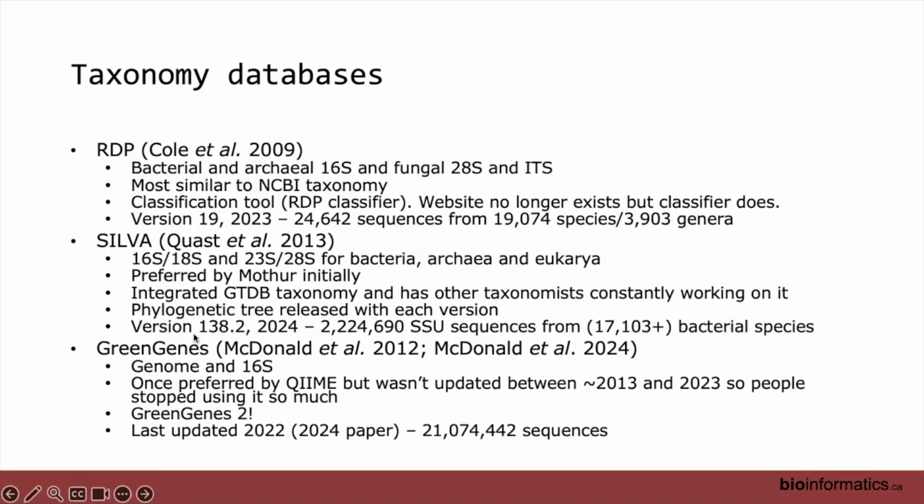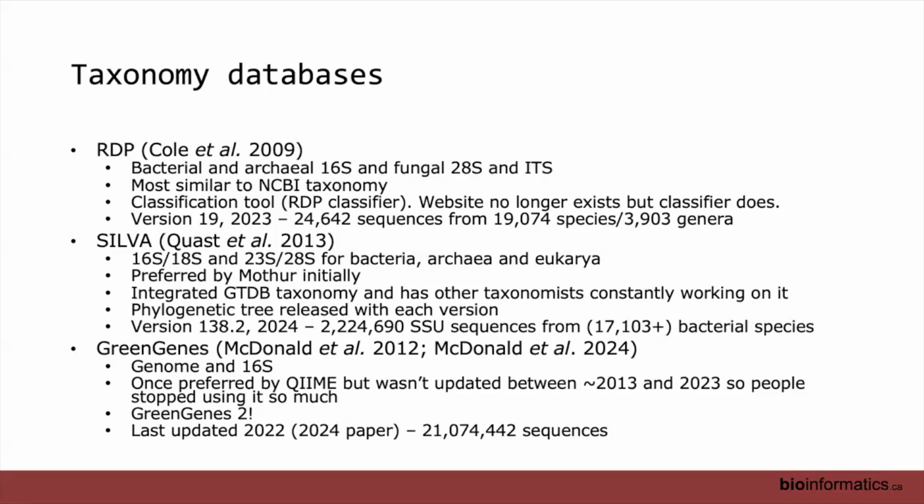And then the final database that is very commonly used is the Green Genes database. This was used quite a lot initially when it came out, but they didn't really update it from 2013 until 2 years ago in 2023. So by 2020, 2021, we were like, well, we can't really use this because we've done so much sequencing since 2013. Many of the microbial taxa have only been introduced into databases in that time period. So it wasn't really feasible, but they did eventually update it.